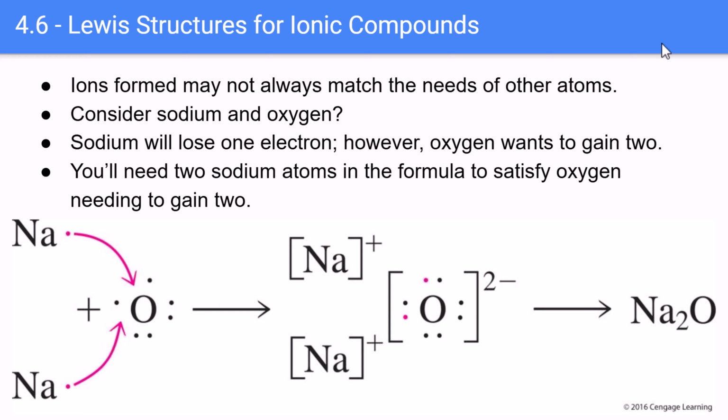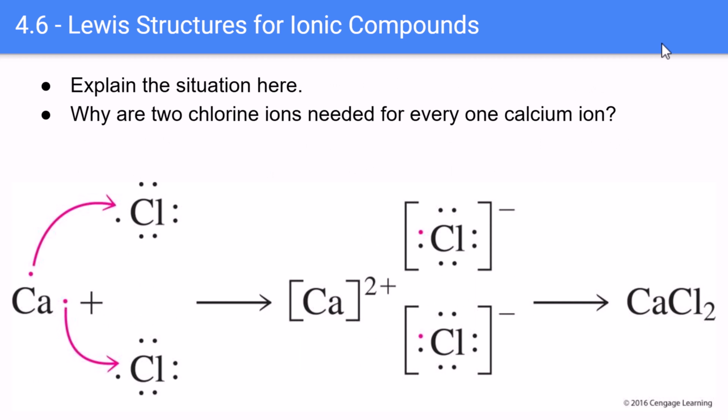And because oxygen gained 2 electrons, it carries a 2 minus charge instead. So the number of atoms or ions that are going to be present here is dependent upon how many are needed to satisfy the octet rule. So let's take a look at the situation here.